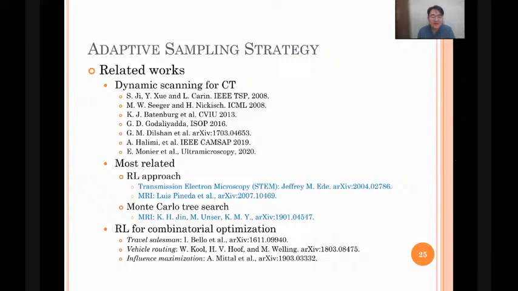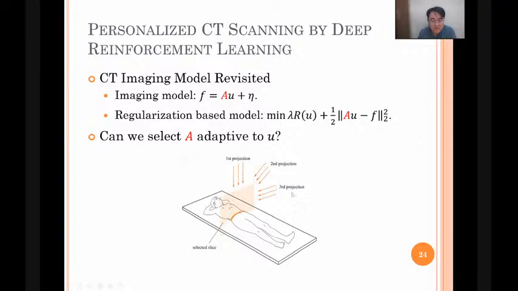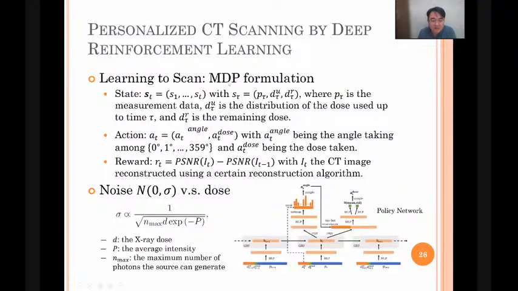Okay, so now back to the specific problem of CT imaging. The MDP, the Markov decision process, is formulated like this. The state is the current projections that we have already taken, the projection data that we already collected, and also the current dose that we have already used, up to a certain time tau, where tau just means we include one angle at a time. And what's the remaining dose? If the remaining dose hits zero, then we stop.